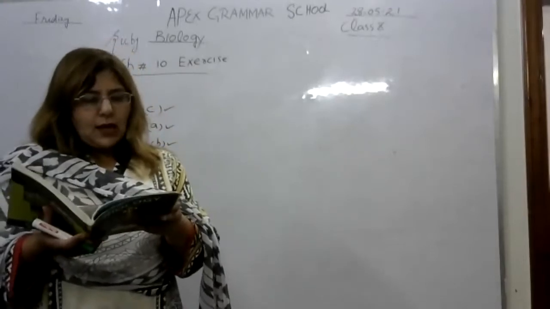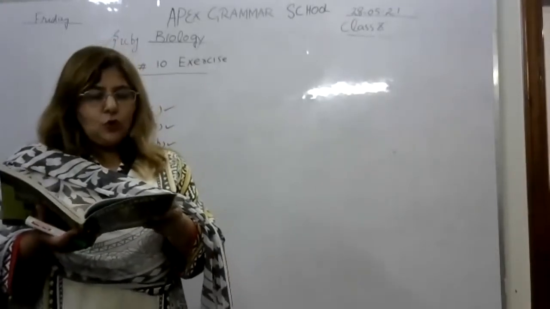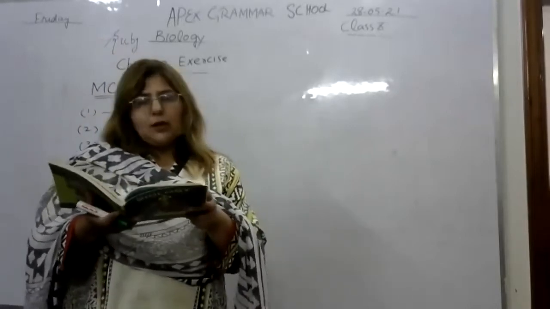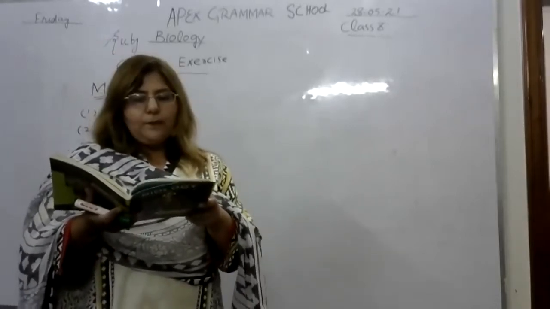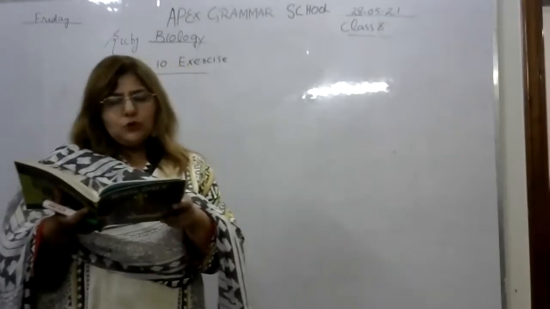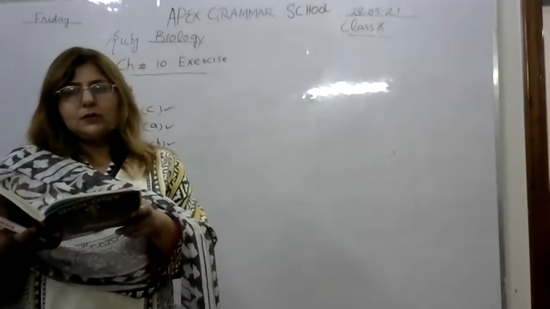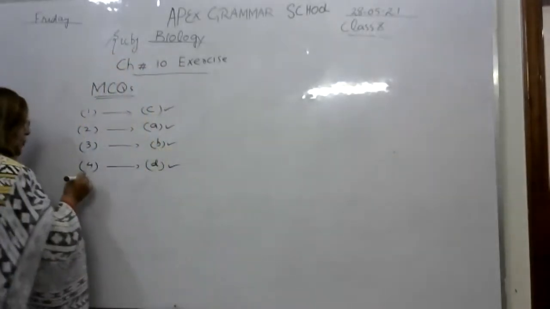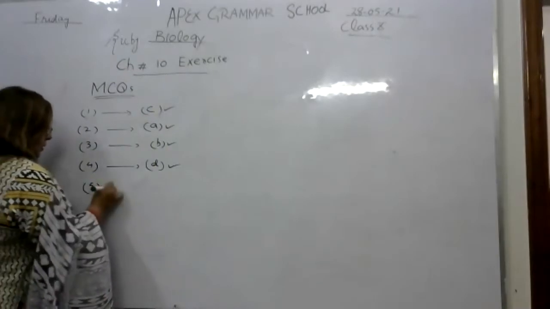Okay, so now we will see the options. The options are nasal cavity, no, in which the air enters into the lungs. Bronchus are present in the lungs, so the air can pass through it. Bronchioles, no. The right answer is option D, diaphragm. Right answer is option D, diaphragm.